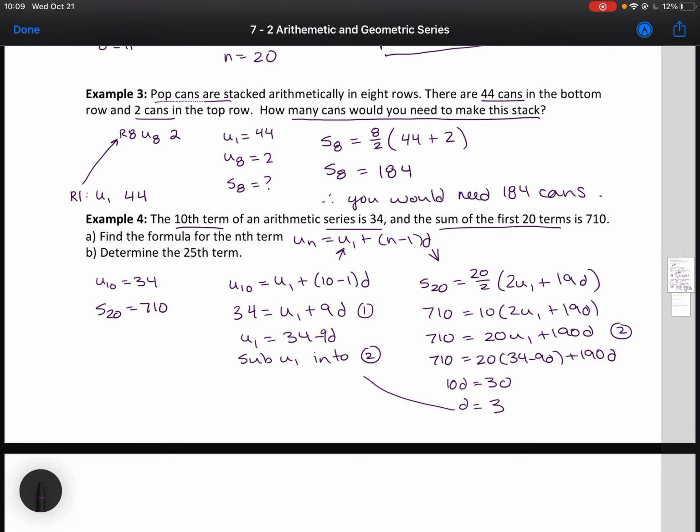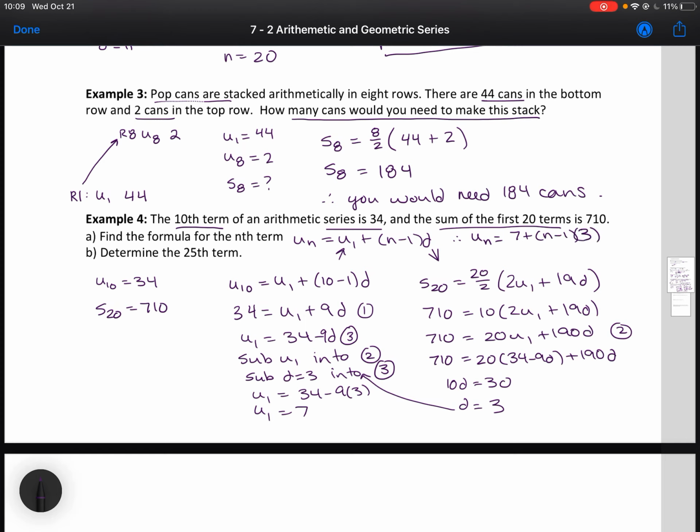Now what I can do, go back over here, is I'm going to sub D equals 3 into my expression for U1. So I've got U1 is 34 minus 9 times 3, which is going to tell me that U1 is equal to 7. So therefore, my formula for the nth term is going to be Un is equal to 7 plus (n minus 1) times 3.